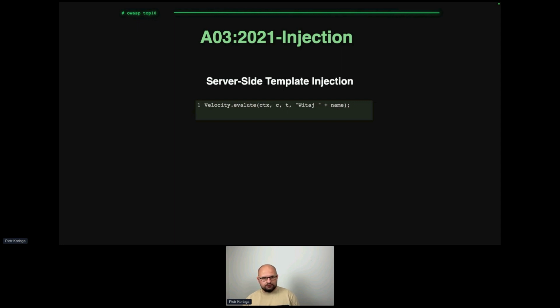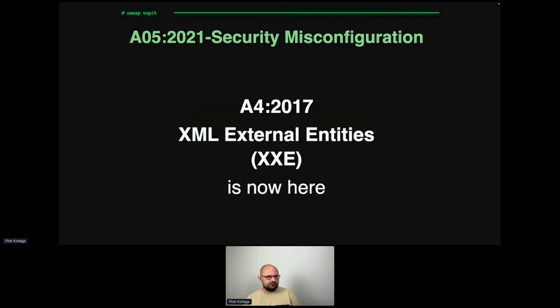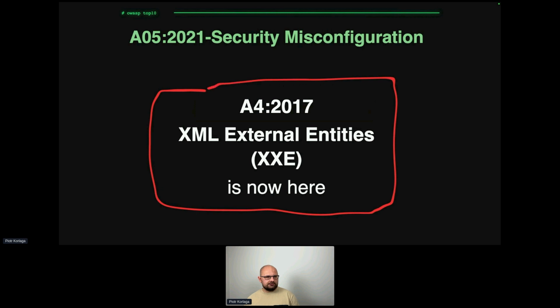Let's move to another category. Security misconfiguration. As you see, and I mentioned at the beginning, that part is now considered misconfiguration. It has its own bullet point. It was A4 and now it's A5, and the category is much wider, much broader.